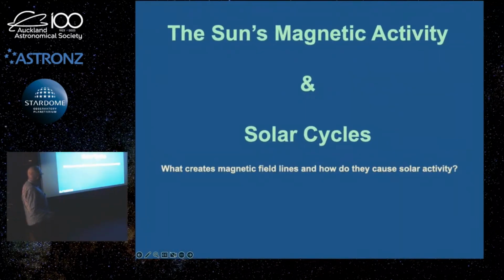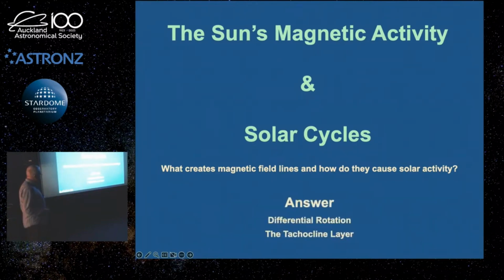Okay, so we're now going to move on. We're going to talk about the sun's magnetic activity and the cycles of the sun, the solar cycles. And the question we should be asking ourselves at this point is, what creates magnetic field lines and how do they cause solar activity and ultimately the beautiful aurora that we see? And the answer is two things we're going to talk about: differential rotation, which I've already given you a spoiler alert on, and the tachocline layer. We're going to look at these two things now.